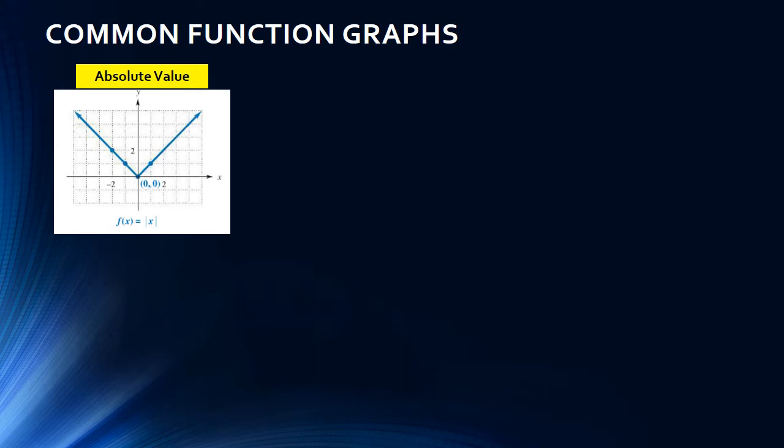So we can see here that when x is negative, for example, negative 1, y is positive 1. When x is negative 2, y is positive 2, etc. Notice that on the right side of the y-axis, the values of x and y are the same, because the absolute value of a positive number is just that same positive number.